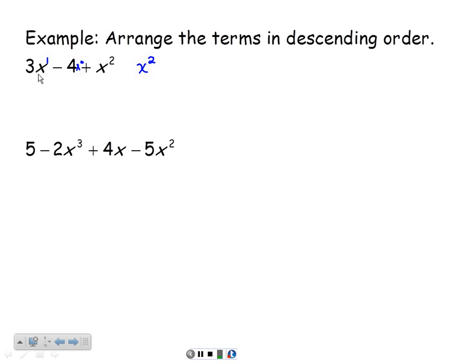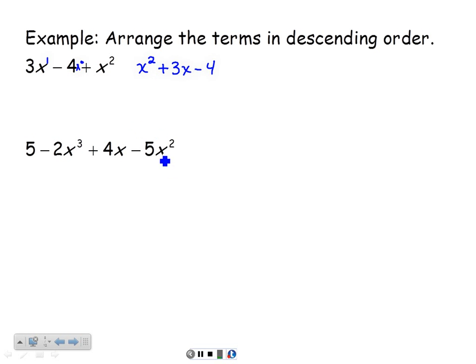And then this 3x comes next, but please remember this, the sign in front of the number goes with that number. So since this is a positive 3x to the first power, I need to put a plus 3x, so you need a sign in between your two terms. And for here, I have a negative 4, so that has to be a negative 4. And now it's in descending order. You have 2, 1, 0.